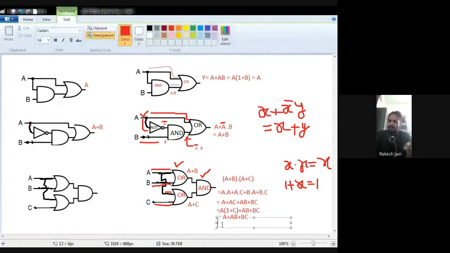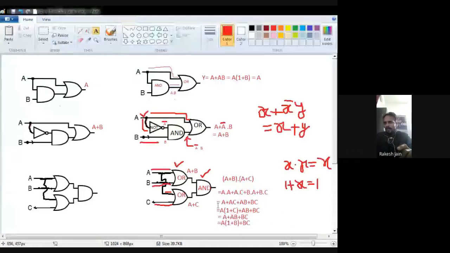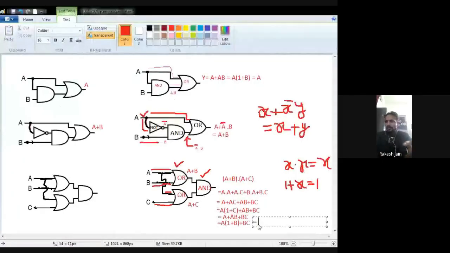Now once again A will be common with the first and second term. So what will be the remaining term? 1 plus B only. And what is the third term? BC. Okay. Because we know that 1 plus x is equal to 1, it means 1 plus B is equal to 1, so only A will be remaining, the remaining term of BC. So the final answer is A plus BC.